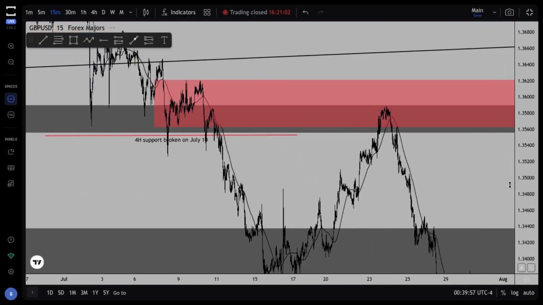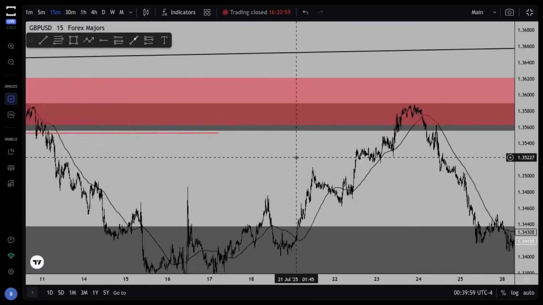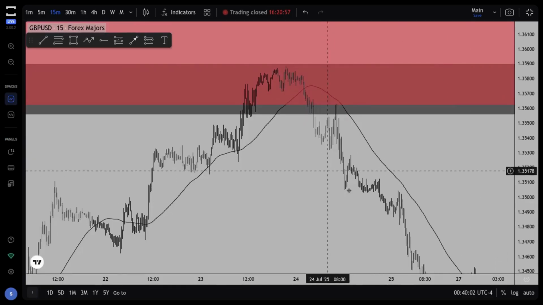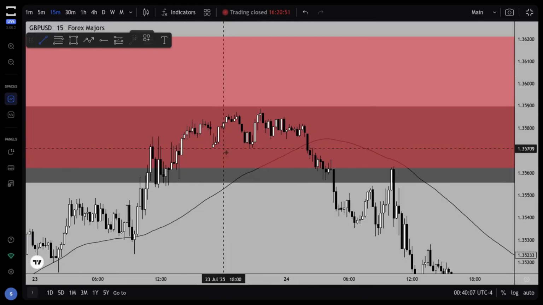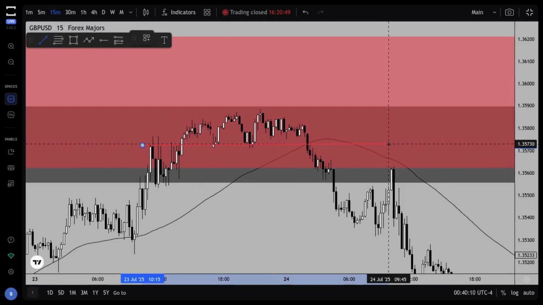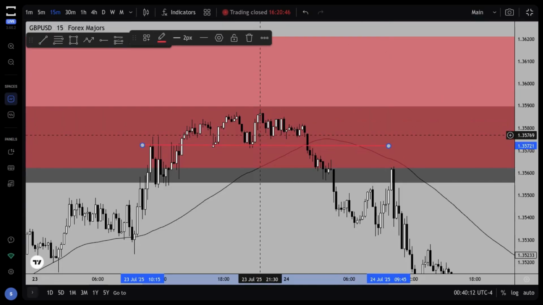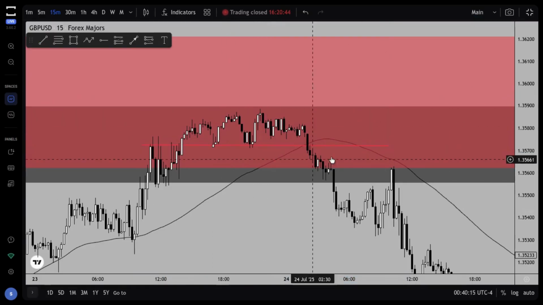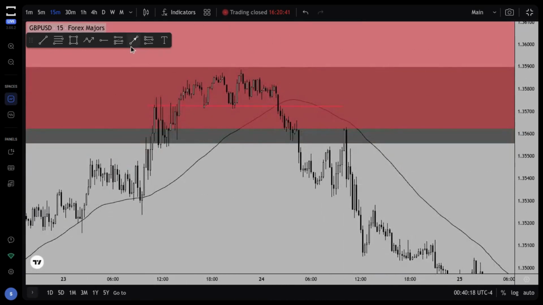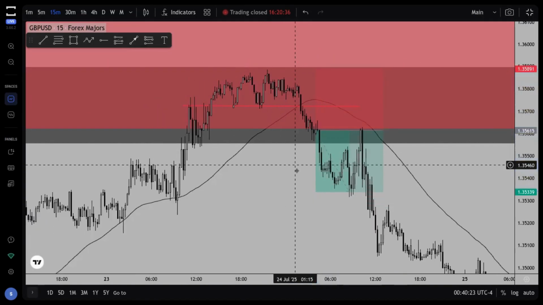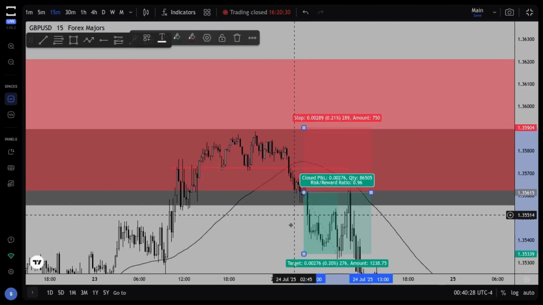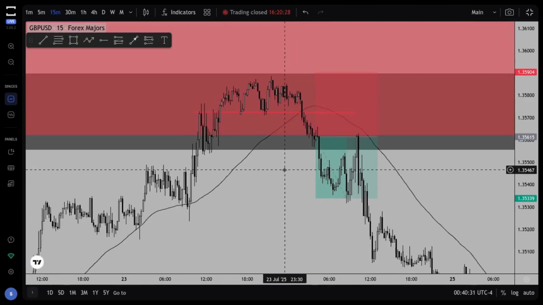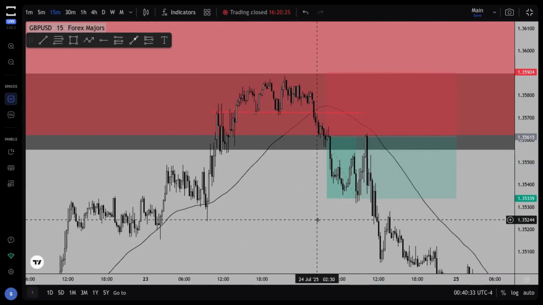On this particular day, as it came into my area, there was a clear break of structure on the 15-minute, letting me know that I could now get into this sell. So this would have been my entry after that break of structure. My entry is on coming out of that spinning top on the daily that I marked up.